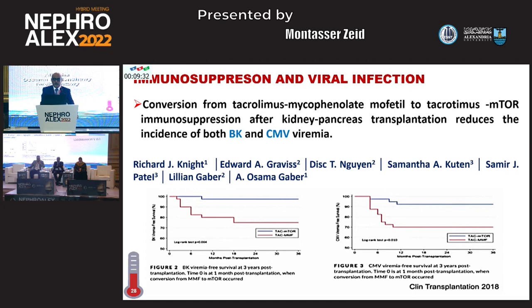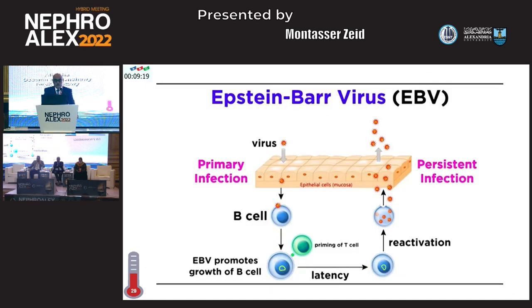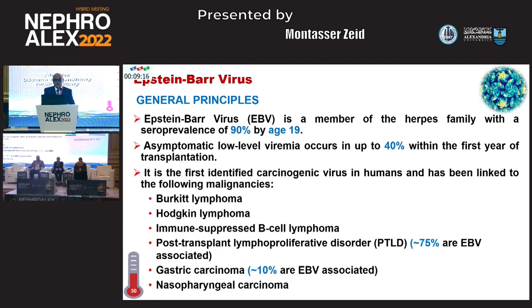Conversion from TAC-MMF to TAC-mTOR immunosuppression after kidney pancreas transplantation reduces the incidence of both BK and CMV viremia, as shown by these two figures. Epstein-Barr virus infection.